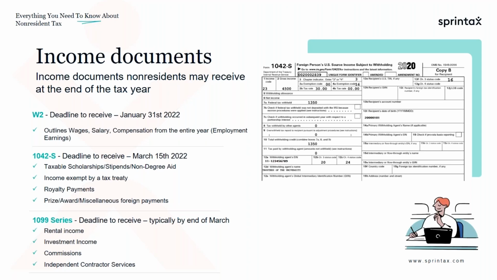Lastly, the 1099 series documents are probably less common for non-residents, but you may receive a 1099 to report any rental income, investment income, or commissions, for example. So if you do receive income documents, you will need them when you're sitting down to prepare your tax returns, so make sure you have them to hand, any income documents that are applicable to you.